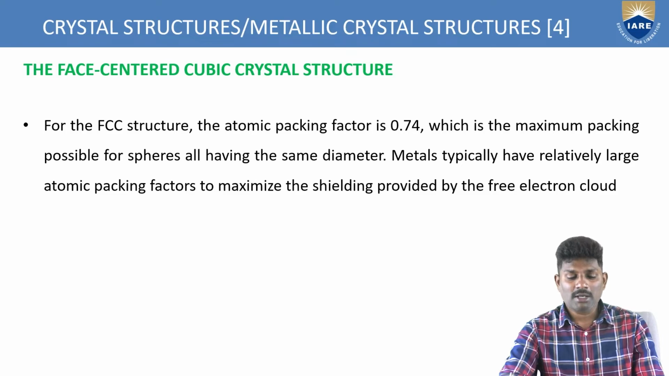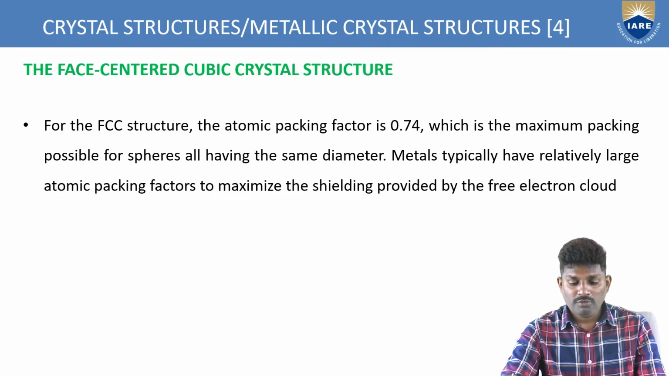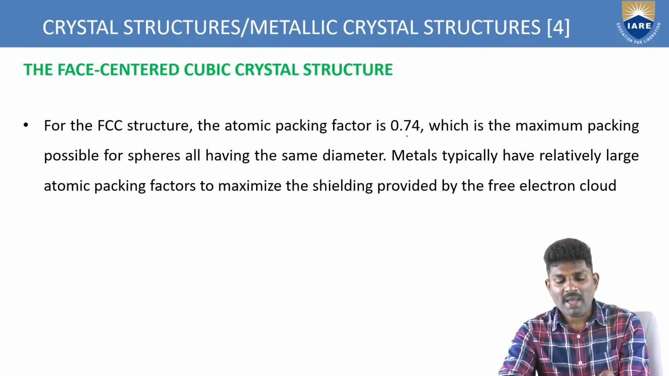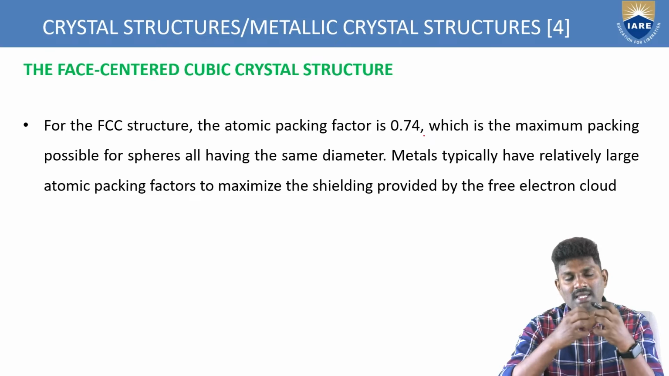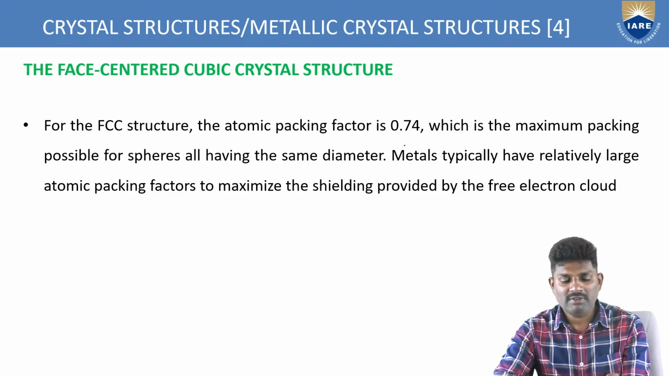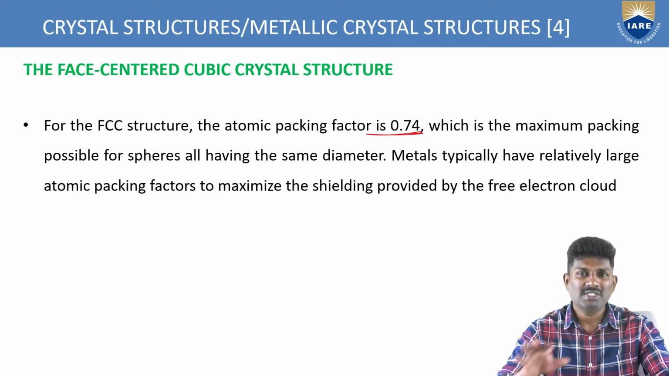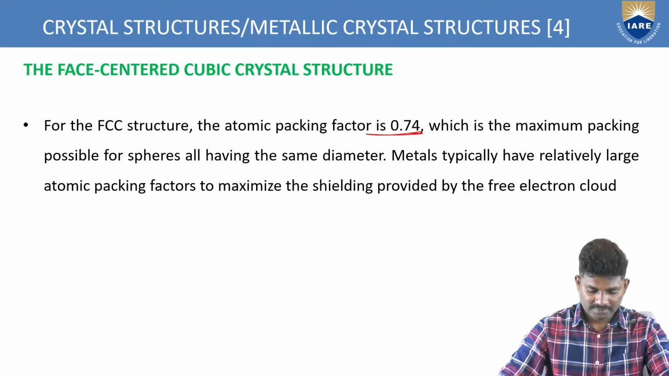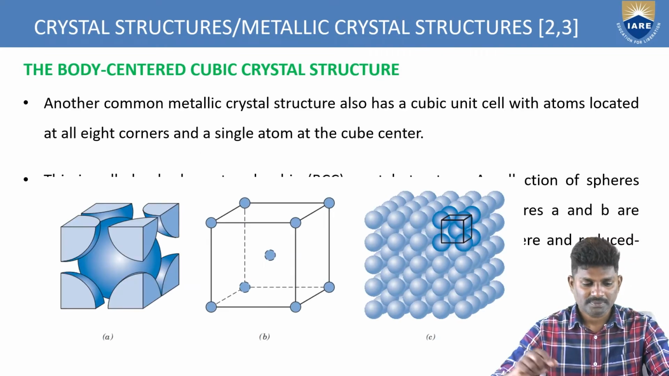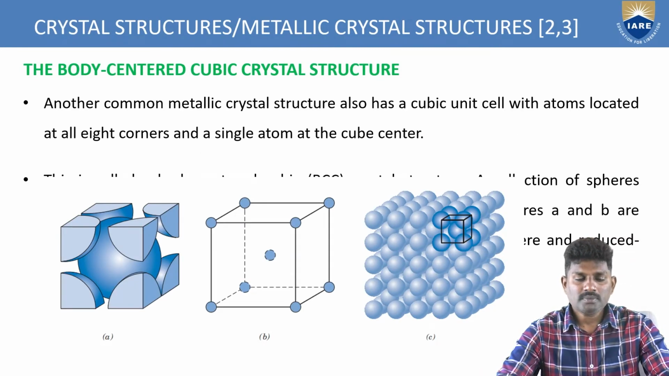And if you calculate the atomic packing factor, it is 0.74, which is the maximum packing factor possible for spheres having the same diameters. Metals typically have a relatively large atomic packing factor to maximize the shielding provided to the free electron cloud. Exactly how the packing is inside the structure of the metal is given with the help of the atomic packing factor. So this is the maximum value you can achieve for solid spheres having the same diameters. So that is about the face centered.